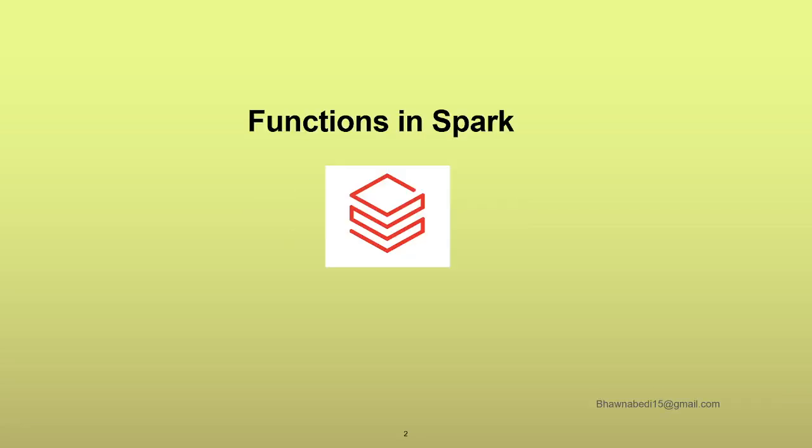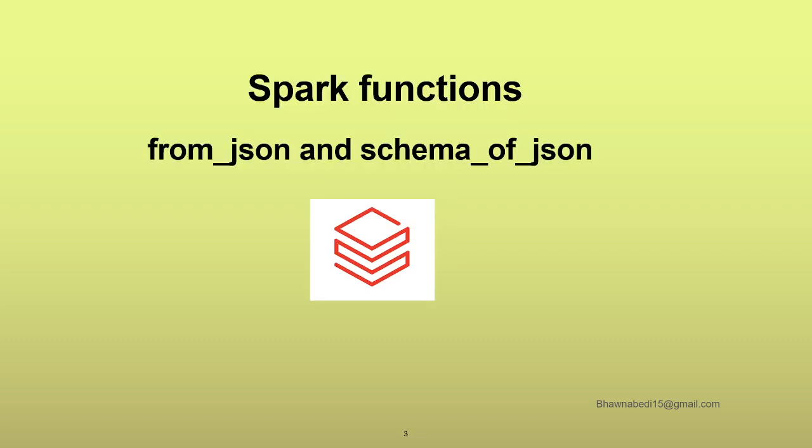So in today's video of functions in Spark, I'm going to talk about two very important functions, which are from JSON and schema of JSON. These two functions are almost similar to my previous video in which I talked about from CSV and schema of CSV. So we use both of these functions just like from CSV and schema of CSV functions.